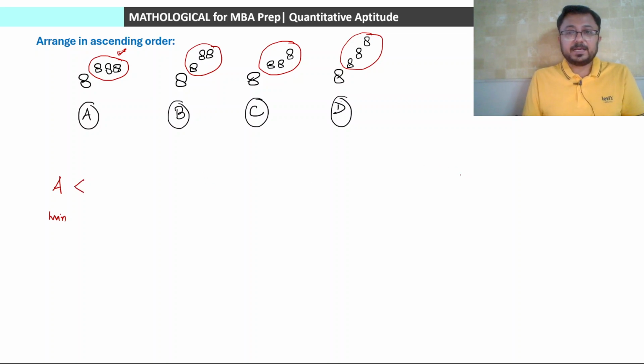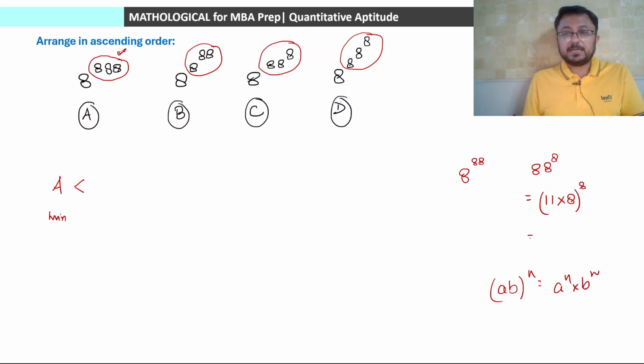Next, this is 8 to the power 88. And this is 88 to the power 8. We can write 88 as 11 into 8, to the whole power 8. And (a into b) to the power n is equal to a to the power n into b to the power n. So this becomes 11 to the power 8 into 8 to the power 8. And the first number is 8 to the power 88, and because we have 8 to the power 8 given here, we can compare. We can write 8 to the power 8 plus 80. So this becomes 8 to the power 8 into 8 to the power 80.